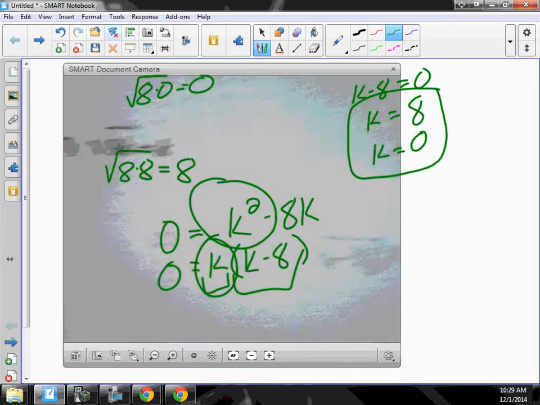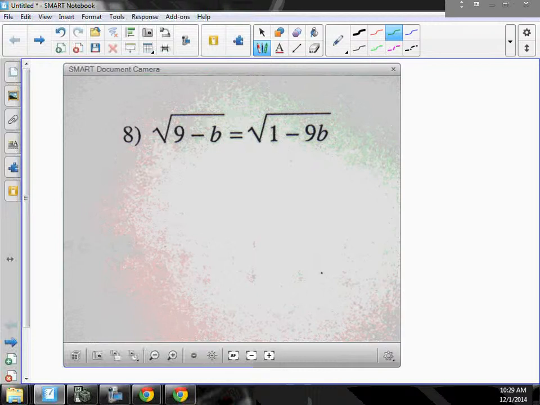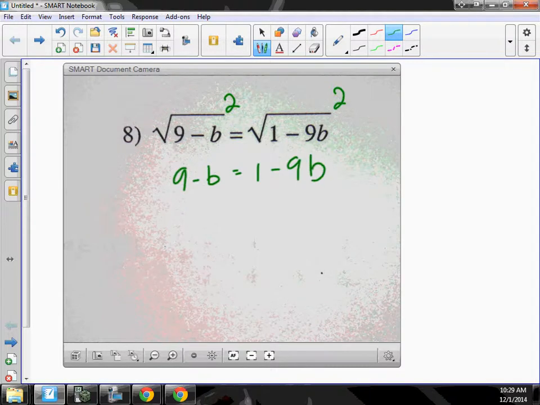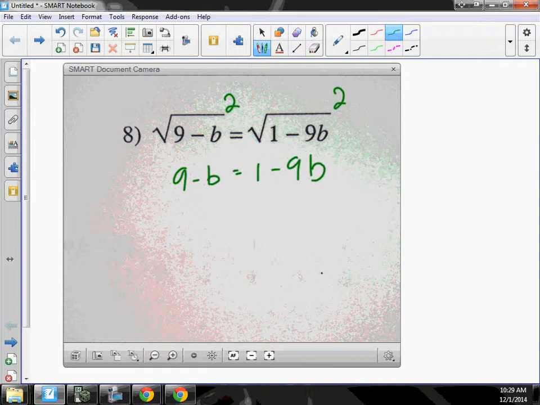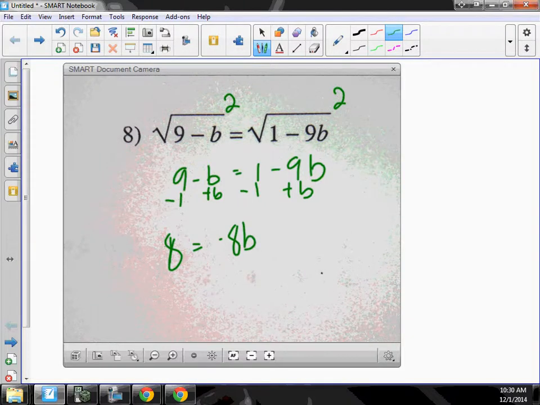Look at number 8. This one has square roots on both sides. I just square like I would before. 9 minus b equals 1 minus 9b. Do I need to set everything equal to 0 and factor in this case? No, I don't have a b squared. I just have two single b's. So instead, I'm going to move the numbers to one side and the b's to the other. So subtract 1, I get, that's an 8. Add the b, and I get negative 8b equals 8. How do I solve that?